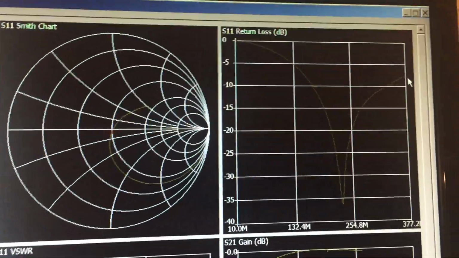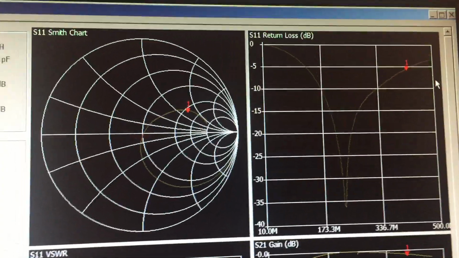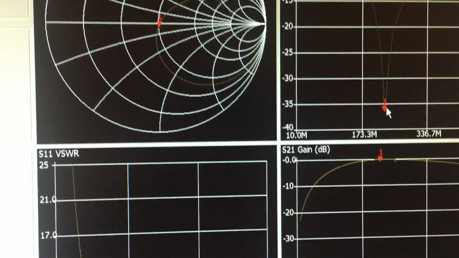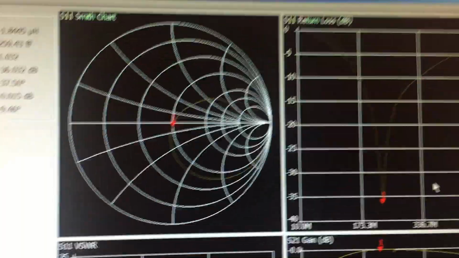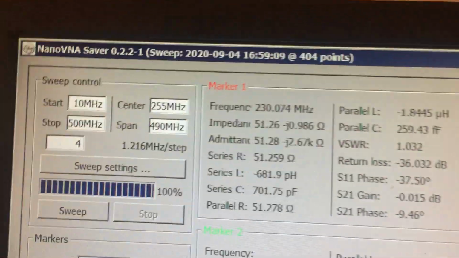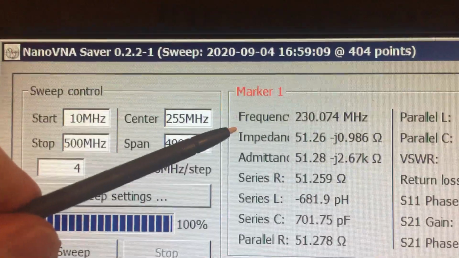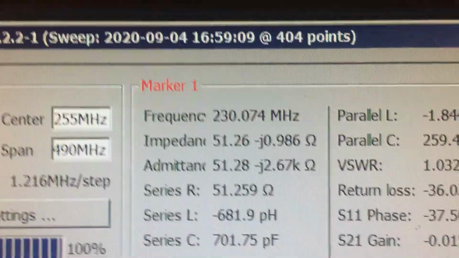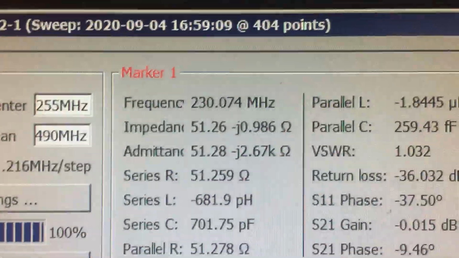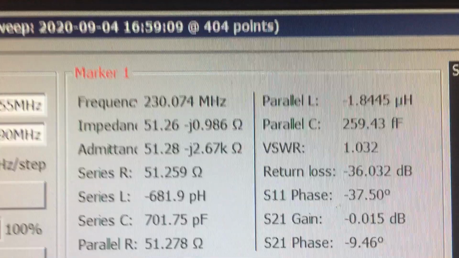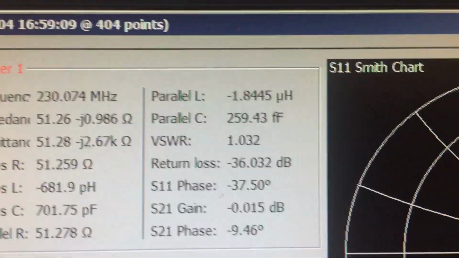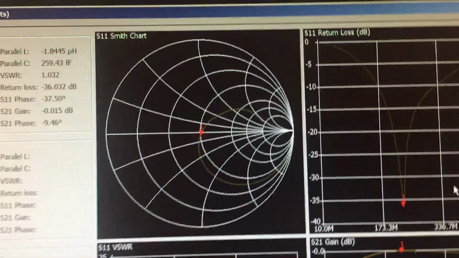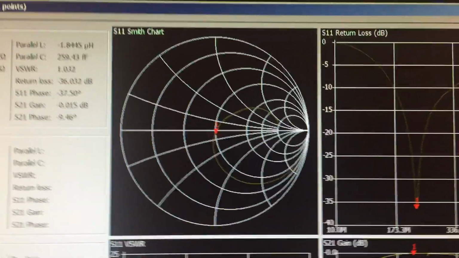Remember, we're adding more inductance, so we'd expect the frequency to drop. Okay, so we see a shift in the resonant frequency. Let's move the marker down here. Okay, and let's take a look here at marker 1, 230 megahertz. So it dropped almost 200 megahertz just from adding the component with the longer leads. So this is why it's important when we're working with RF to keep our lead lengths short, because we can change the frequency response of our components.